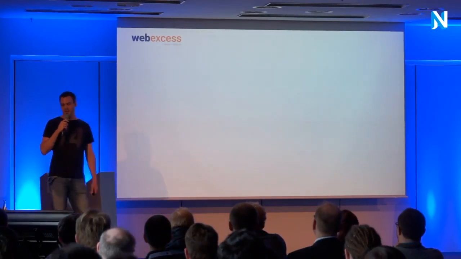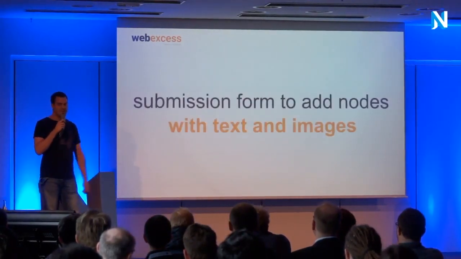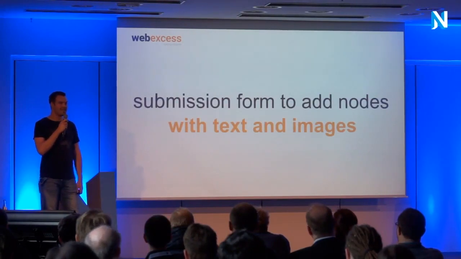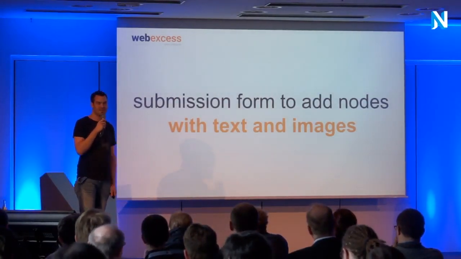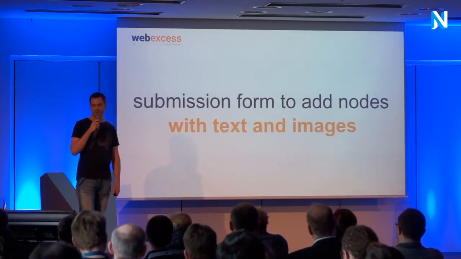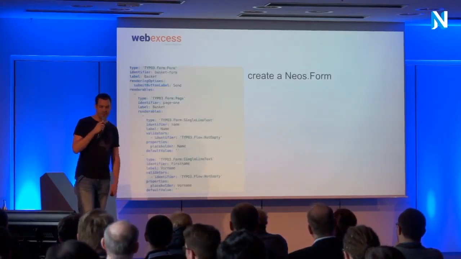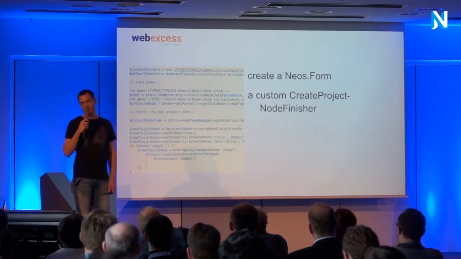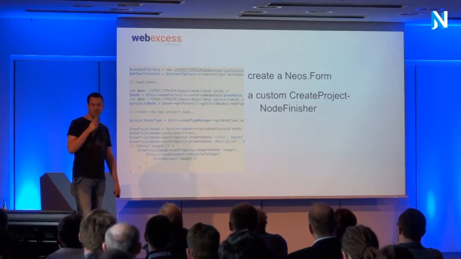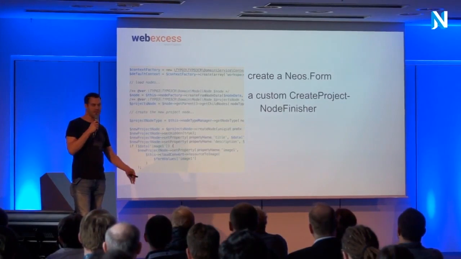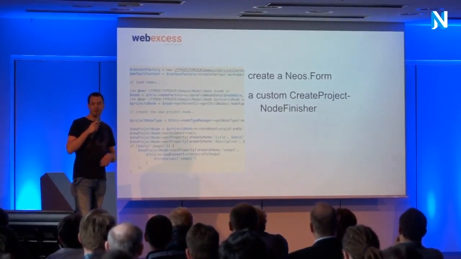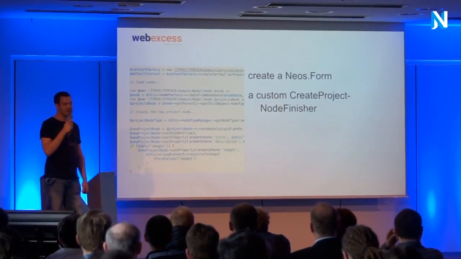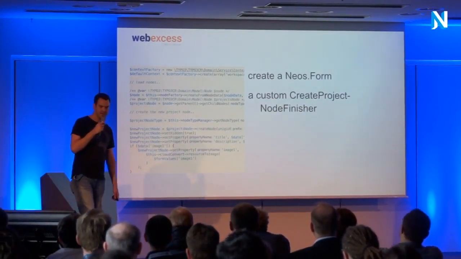But what about a submission form where I want to add document notes, including text and, of course, images, which the client can upload? Of course, create the NEOS form and create a custom note finisher, also a finisher of the form, where we create notes directly in the content repository.